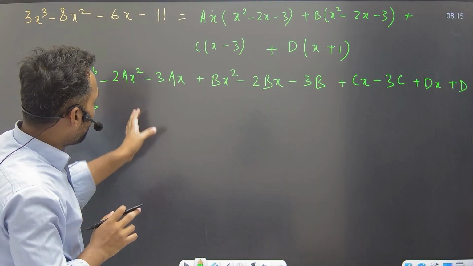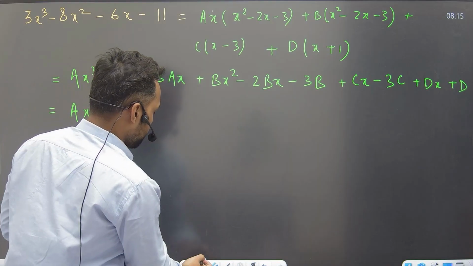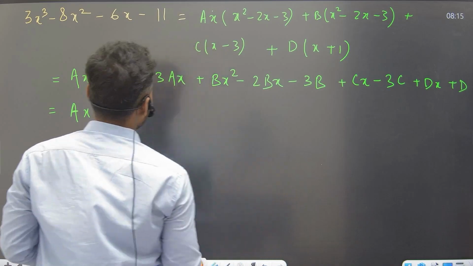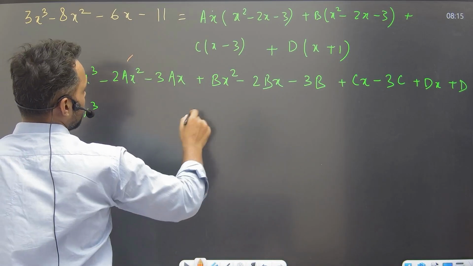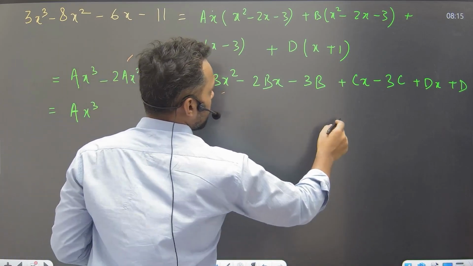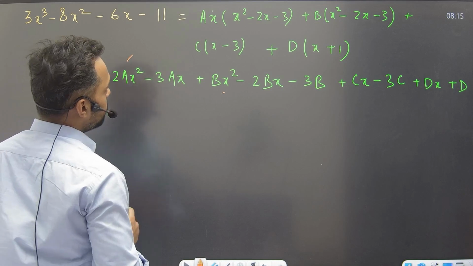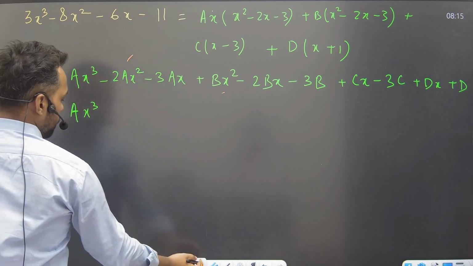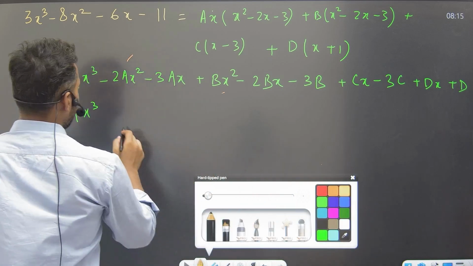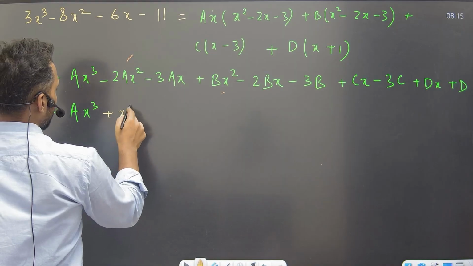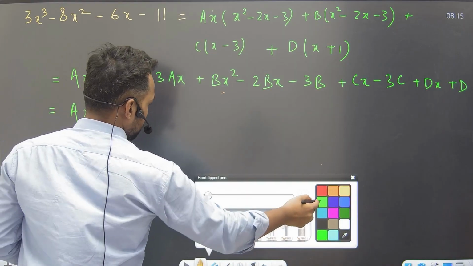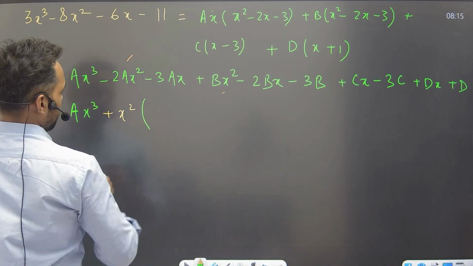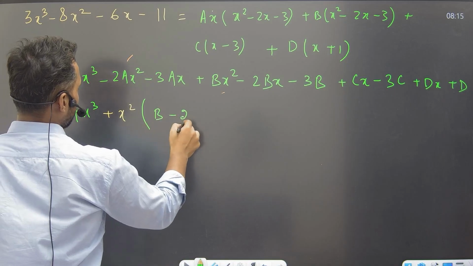Now if I talk about the x square term, students, see, this is x square, this is x square, that's it. So two parts are x square, so it will be written as plus x square, and in the bracket it will be b minus 2a.